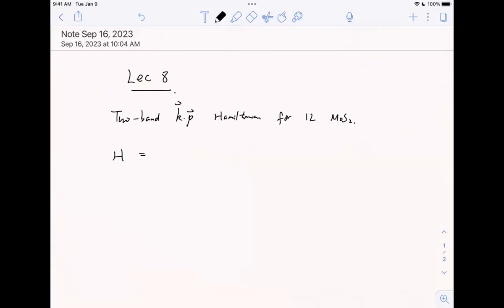There's a parameter. In the paper, they use at to represent it. Okay. And then tau denotes the valley index, and then kx sigma x plus ky sigma y, plus delta over 2 sigma z. Okay, so the wave function has two components. You can say A and B.